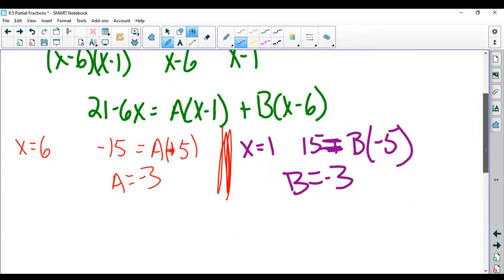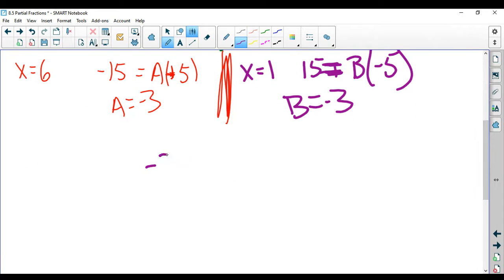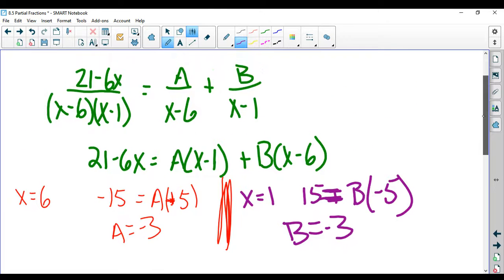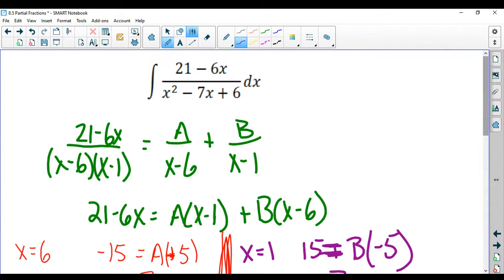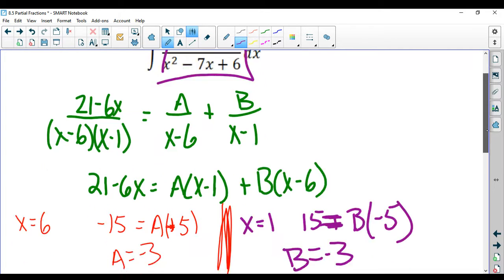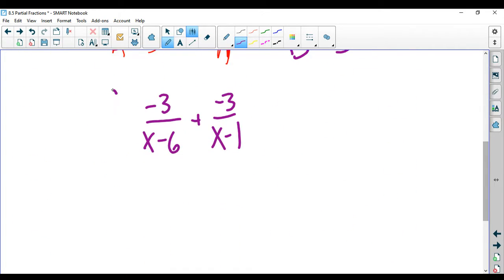So plug them back into our decomposition. We have negative 3 over x minus 6 plus negative 3 over x minus 1. So that means that is the same as this original function. So instead of trying to integrate that original function, we're going to integrate it in this form.